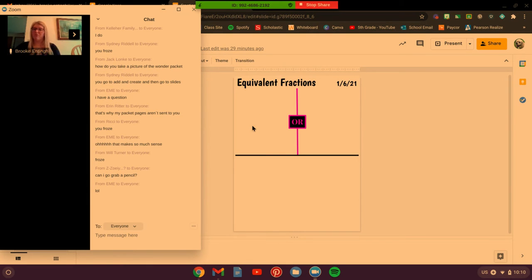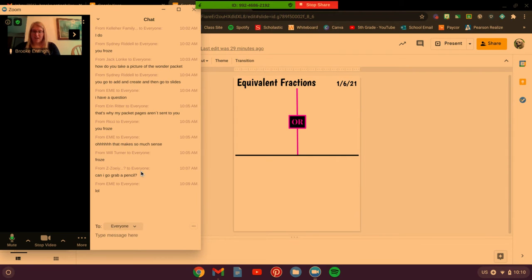And remember, equivalent fractions are two fractions that have a different numerator and denominator, but they equal the same fraction. And then on the bottom, we will be practicing simplifying fractions because equivalent fractions and simplifying fractions all go together.